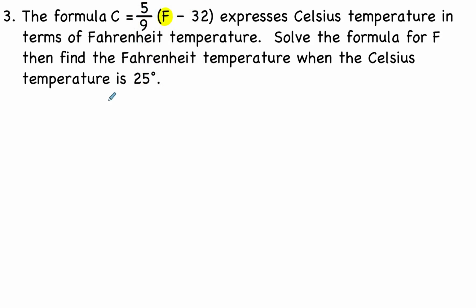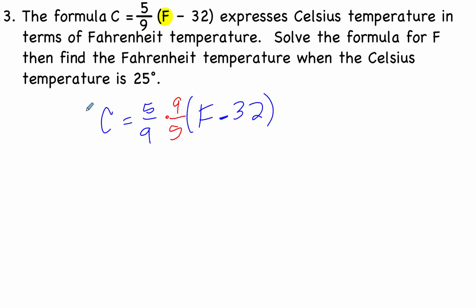Okay, so we have C is equal to 5/9, and then we have F minus 32. I left a little space here because I know we're going to have to multiply by the reciprocal of 5/9, which is 9/5. But remember, whatever I do on one side, I must also do on the other. So once I multiply by 9/5, these 5's cancel and become 1's, and the 9's cancel and become 1's. And I just have F minus 32.